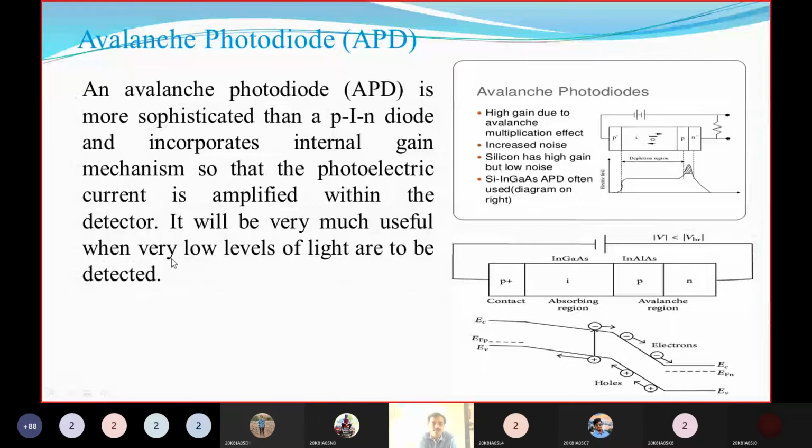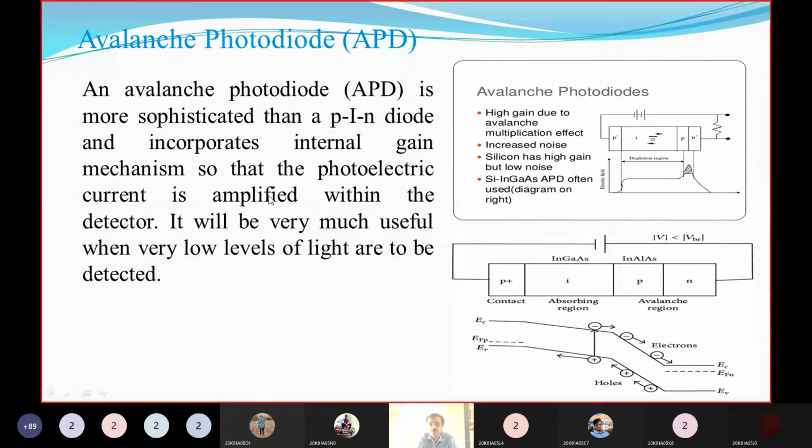It will be very much useful when very low levels of light are to be detected. Okay, so whatever I explained before, that only this. So what is the main advantage? Here an internal gain mechanism is incorporated in the APD diode. Due to that internal gain mechanism, the current will be amplified within the diode.